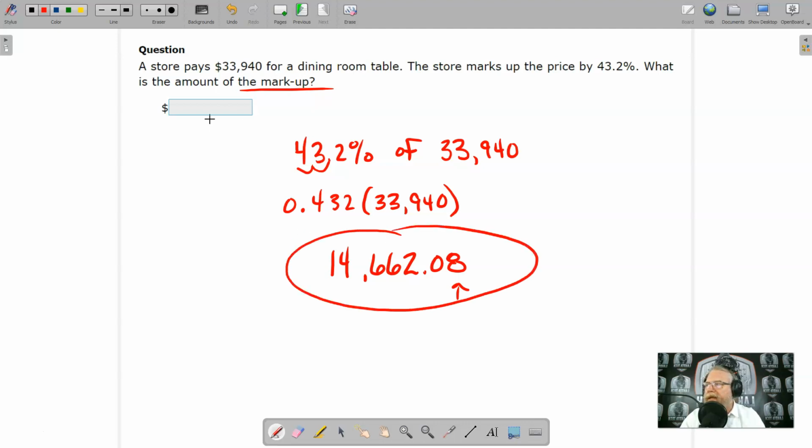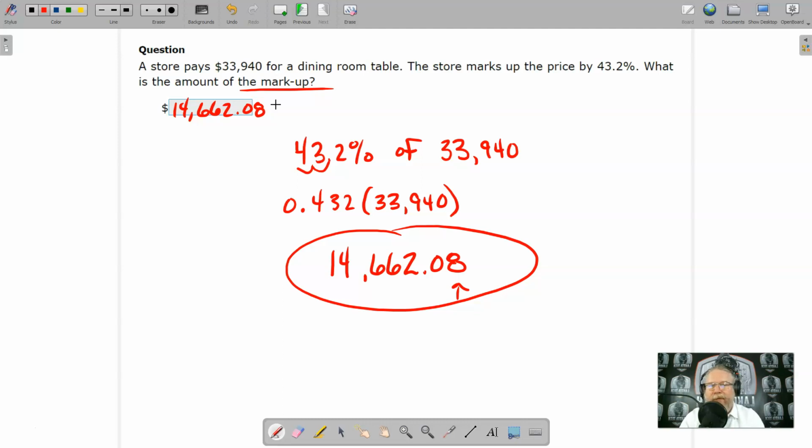So we're not going to add it back to the cost of what the store paid for it. That would be the new price, but they just want to know the markup. So the markup is going to be a total of $14,662.08. If we add that $14,662.08 back to that table just to see what that table costs, $33,940, that is $48,602.08. Nearly $50,000 for that table.